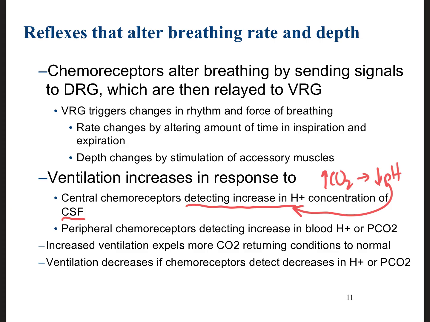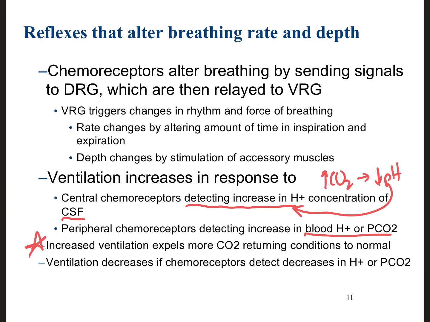Also, peripheral chemoreceptors detect an increase in blood hydrogen ions or the increase in CO2. Both of these are related because we know CO2 in the blood is converted to bicarbonate ion through carbonic acid. So if I have more CO2 in the blood, it's going to lead to more carbonic acid and actually will increase hydrogen ion concentration. The point being, increased ventilation expels more CO2 and returns conditions to normal.